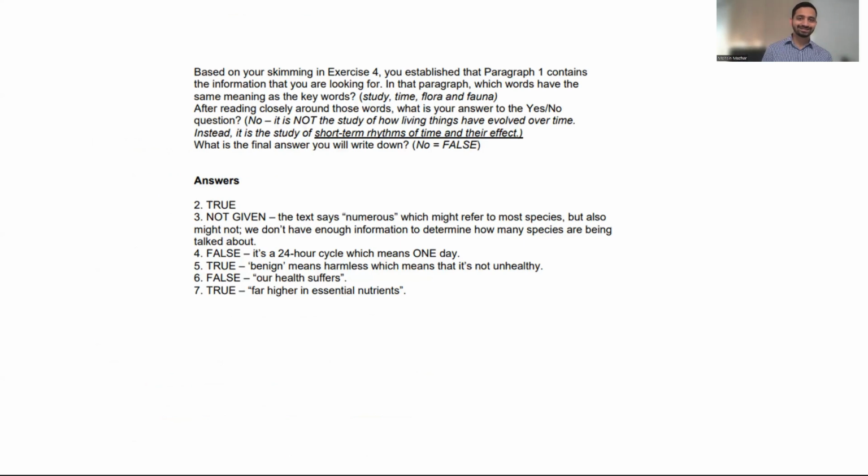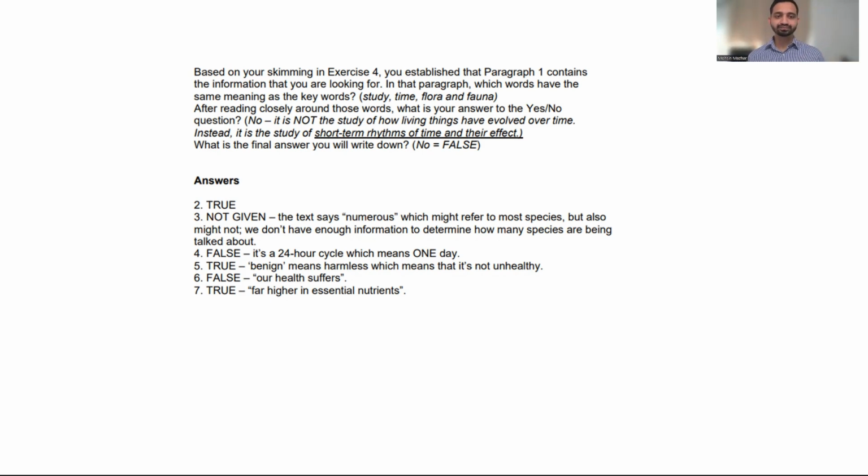All right, let's look at the answers. Based on your skimming in exercise 4, you established that paragraph 1 contains the information that you're looking for. In that paragraph, which words have the same meaning as the keywords: study, time, flora, and fauna? After reading closely around these words, what is your answer to the yes or no question? No, it is not the study of how living things have evolved over time. Instead, it is a study of short-term rhythms of time and their effects. What is the final answer? You will write down no. All right, look at the answers.